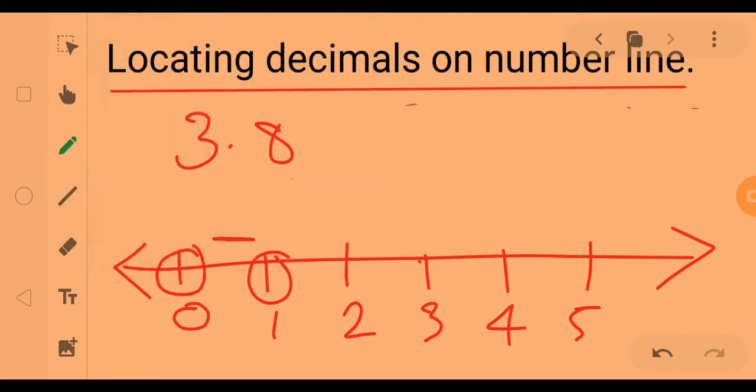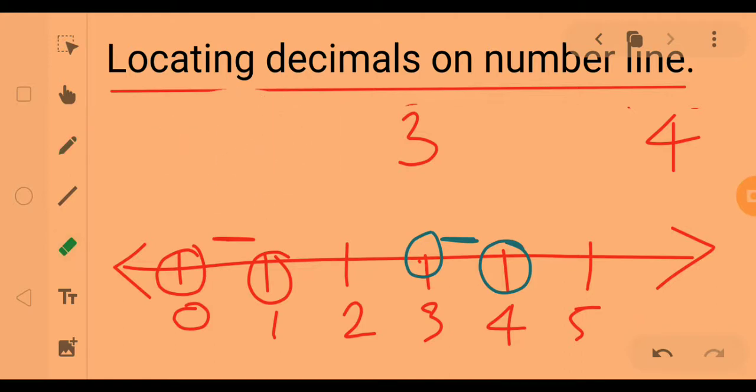3.8 is after 3 but before 4, so it will be lying somewhere here. So how do we express this? We write the extremes first: we write 3, then on the right side we write 4, and between them we write 3.8. So 3 is less than 3.8, less than 4. This is how 3.8 lies between 3 and 4. This is how we have to write it.